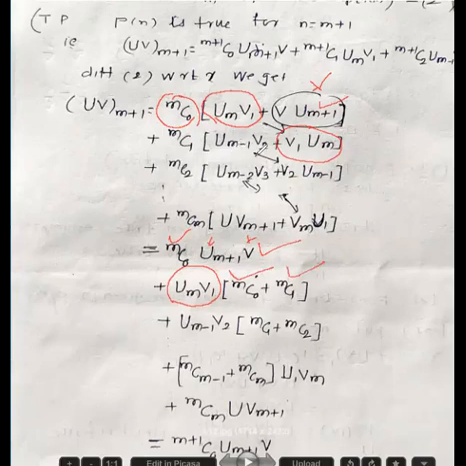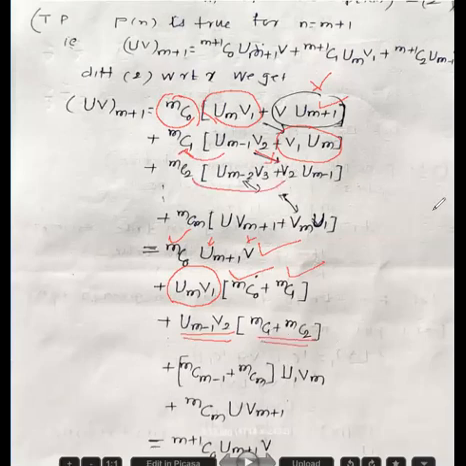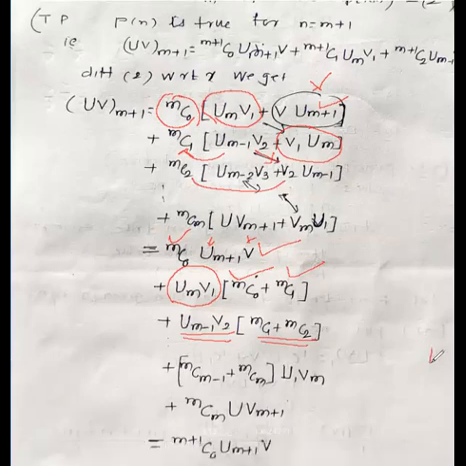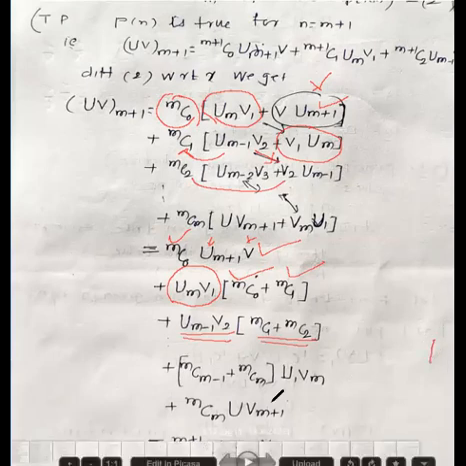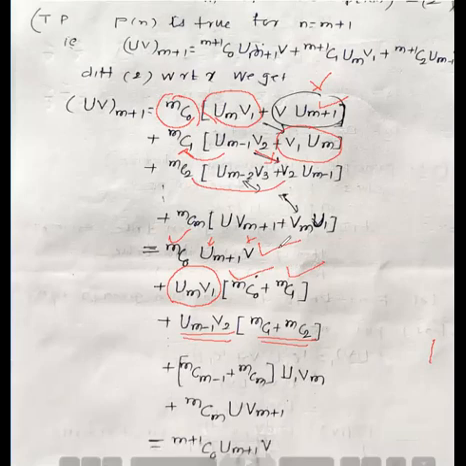Next we take these two common terms. These two are the common terms: u^(m-1) v2 and v2 u^(m-1). This is common. But here the coefficient is mC1 and here the coefficient is mC2. This is mC1 and mC2. There is an addition, right? And so on. Now let us see the last term.